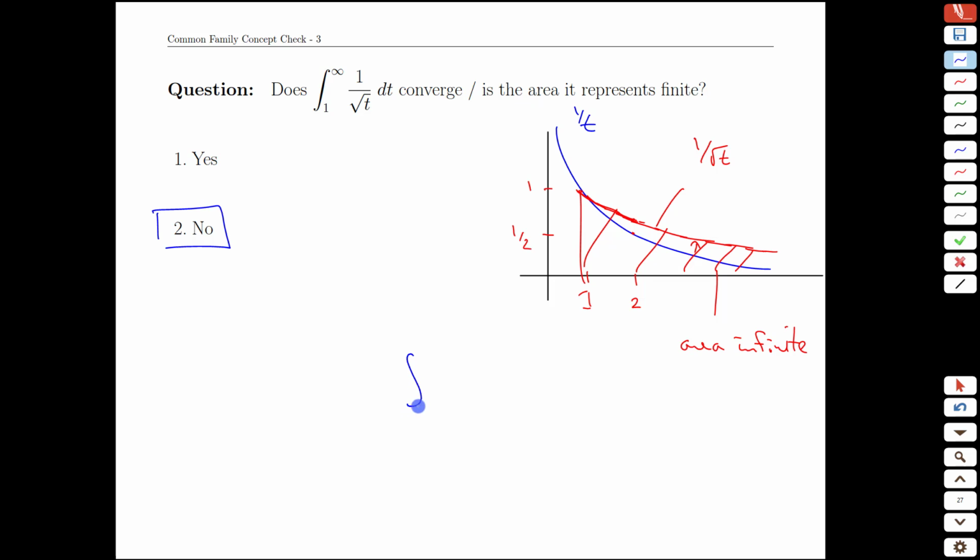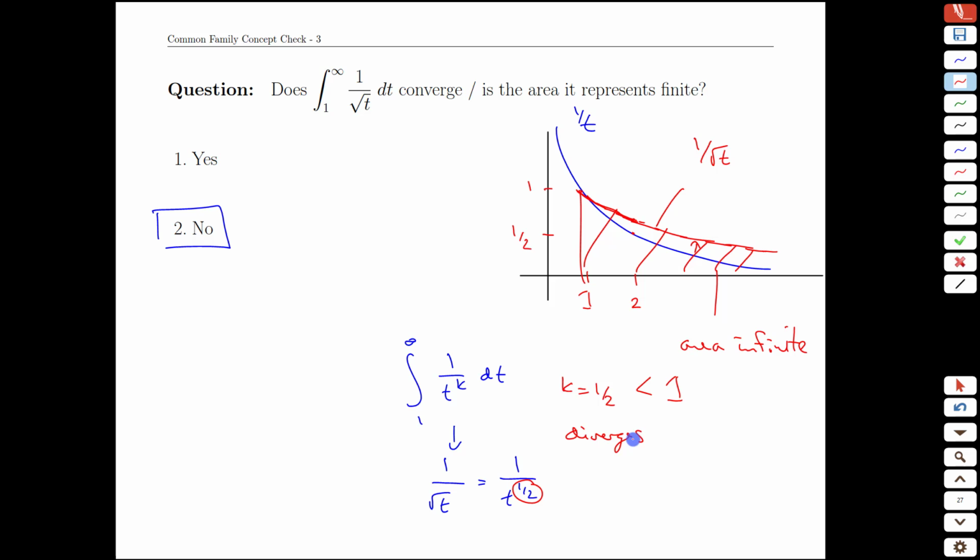Using our rules about powers of t to some exponent, in this case here, we have 1 over root t. That's 1 over t to the 1/2. That was our k equals 1/2. That is less than 1. It's too small a power. The graph does not approach 0 quickly enough. So that was the other way to arrive at the conclusion that this integral diverges.